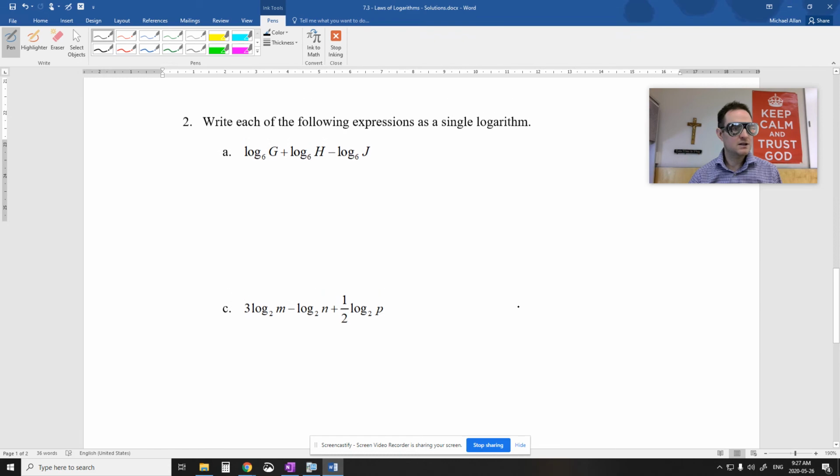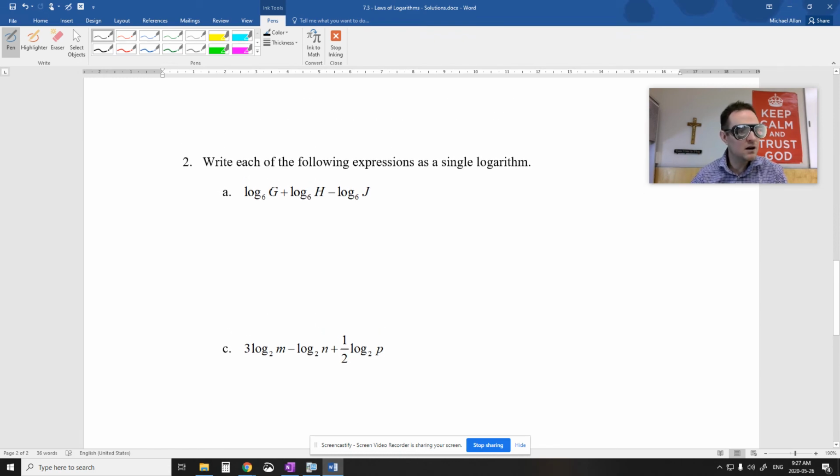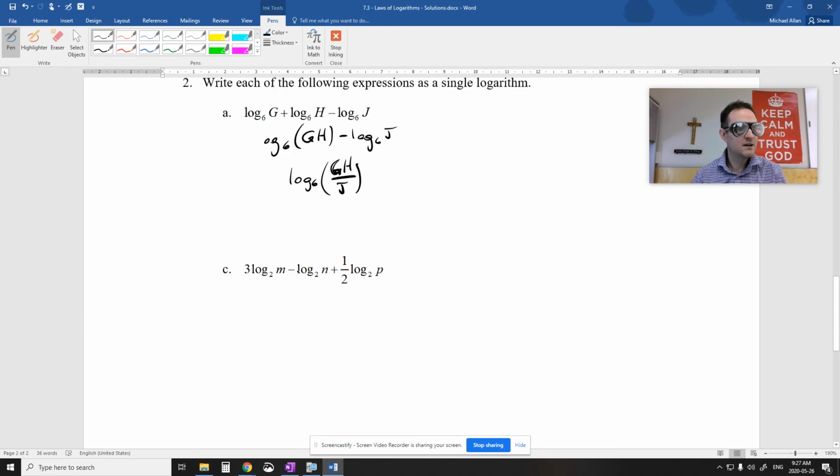Okay, so these ones here, I just want to combine these into a single log. So I'm going to go in order. So log base 6, I'm going to multiply the g and the h together. And then I'm going to have log base 6 with the g, the h together, and then I'm going to divide by j. There we go. Not too bad for that one.